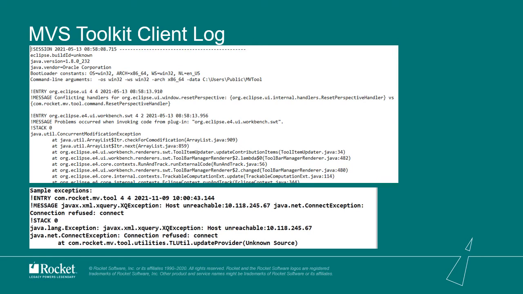Here's a look at the client log. The top image is just a sample of log output, and the bottom image shows a sample exception. We'll go into greater detail on some Java exceptions and what they mean a little later. First, let's look at the server-side logs.